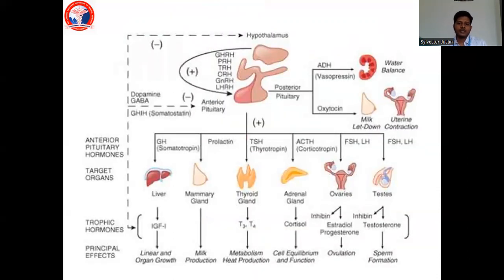So this is our endocrine system at a glance. This is the endocrine symphony, and the conductor, the master gland at the top, is the pituitary gland. It acts upon the liver, mammary gland, thyroid gland, adrenal gland, and the gonads. It also, via posterior pituitary, secretes antidiuretic hormone or vasopressin to bring about water balance by acting on kidney, and also it secretes oxytocin, which helps in milk ejection, that is milk let down, and uterine contraction during labor.